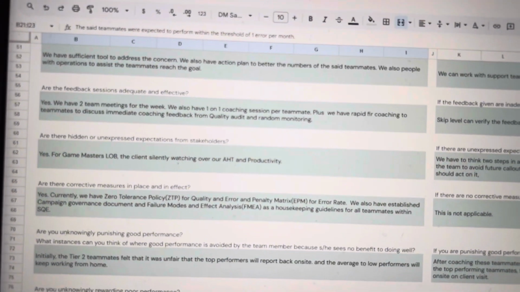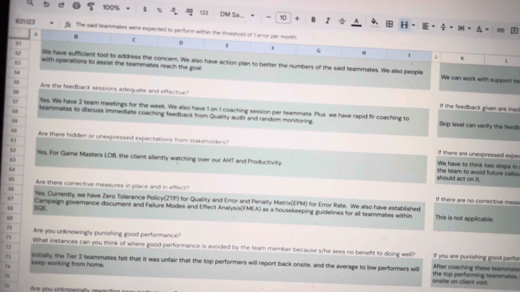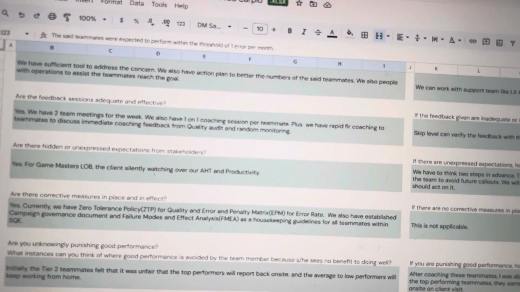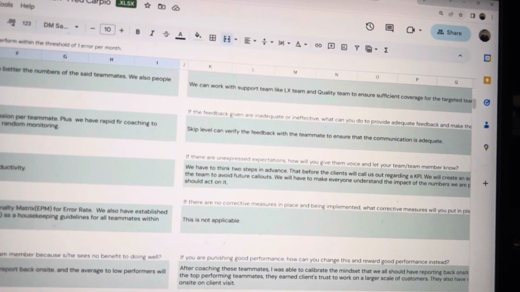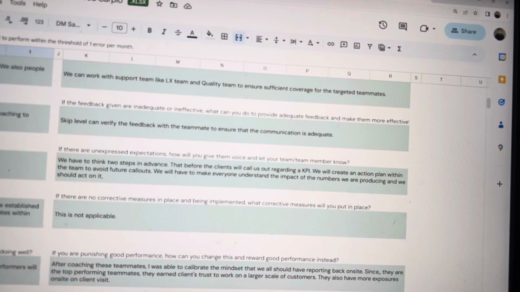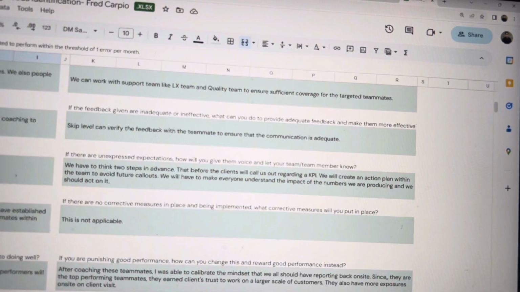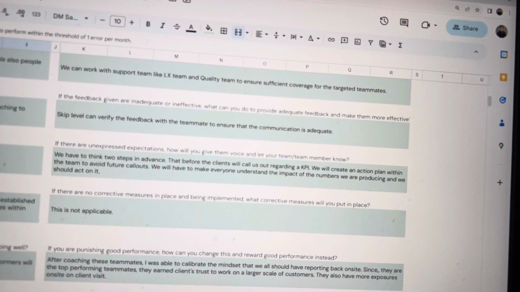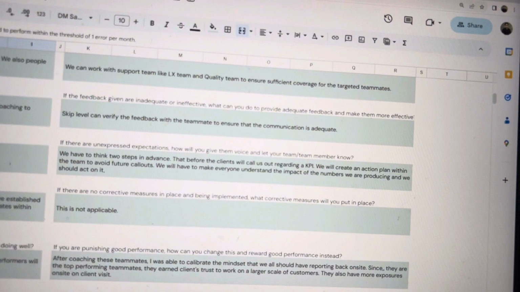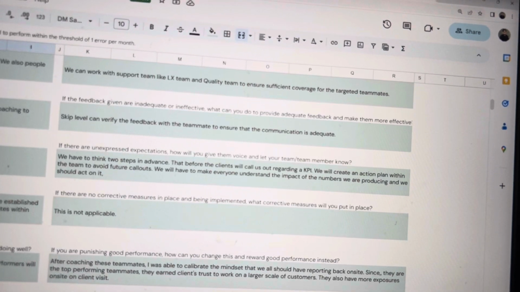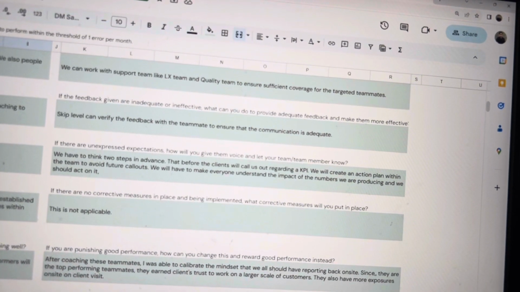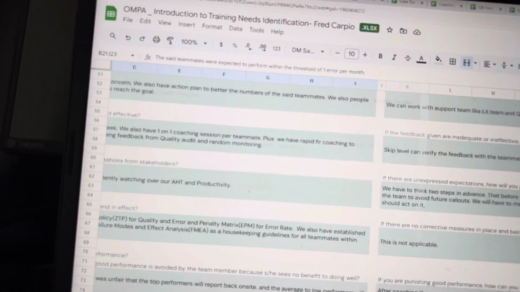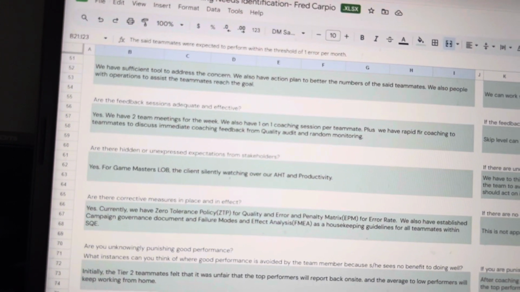All right, are there hidden or unexpressed expectations from stakeholders? Yes, for Game Masters LOB, the client is silently watching over AHT and productivity. And right now, if there are any unexpressed expectations, we have to think 2 steps in advance. Before the clients call us out regarding KPIs, we will create an action plan within the team to avoid future callouts. We will have to make everyone understand the impact of the numbers we are producing, and we should act as well on it.